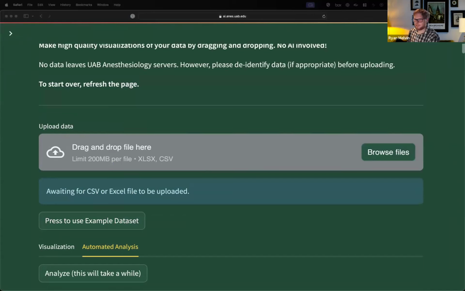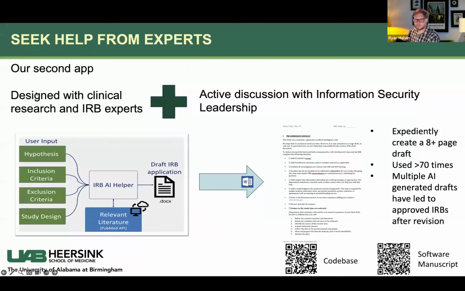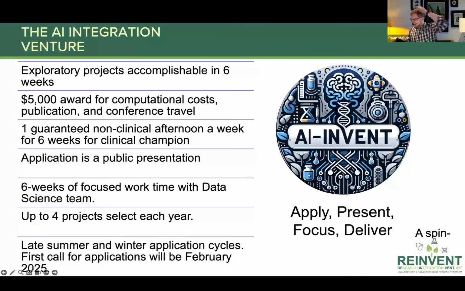All right, so that concludes my demos. Let me jump over here. I will, just like I advertised for waveform data, say our department also has a funding mechanism for developing AI tools. And if that sparks any interest and you can get an anesthesiologist interested in your idea, we will dedicate 6 weeks to selected projects.